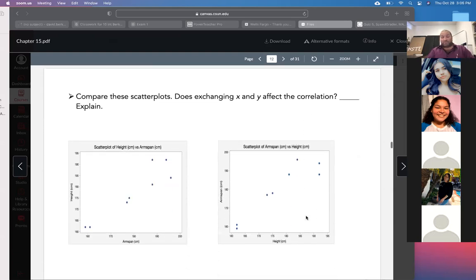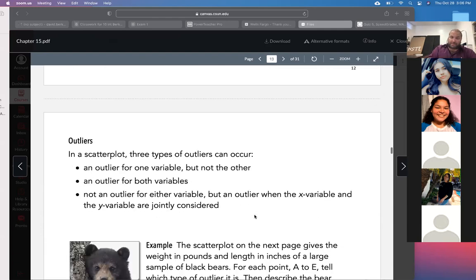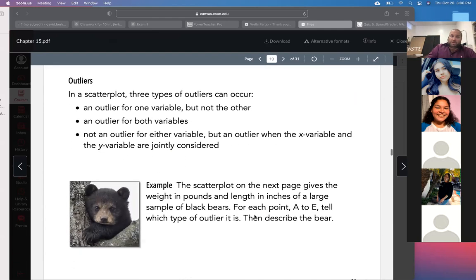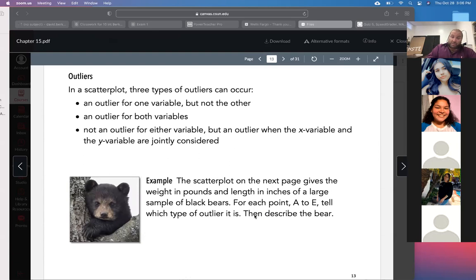In fact, this is what the next one says. If you switch X and Y, what happens? The correlation stays the same. The connection between them does not change if you switch the order that you're connecting them in. Okay? The next question is about outliers.